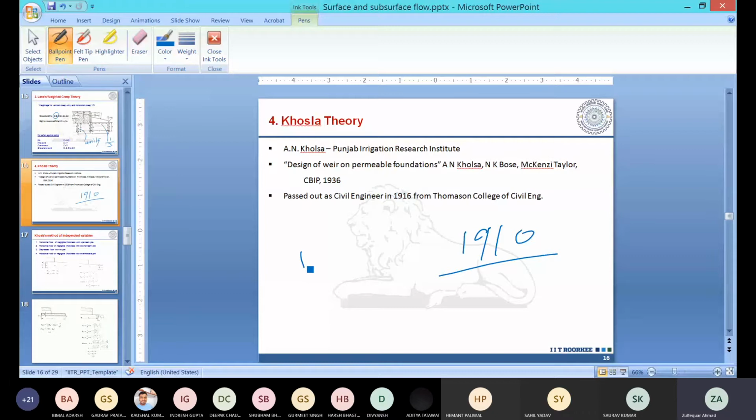And in 1936, a team came out with this paper, which is the design of weirs on permeable foundations. Permeable foundation means permeable soil, and that was by A.N. Khosla, N.K. Bose, and Taylor, of the CBIP. CBIP is the Central Board of Irrigation and Power, 1936.